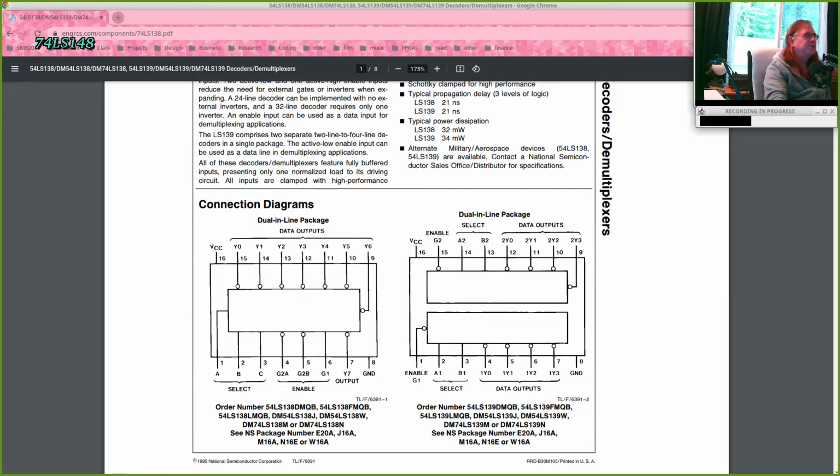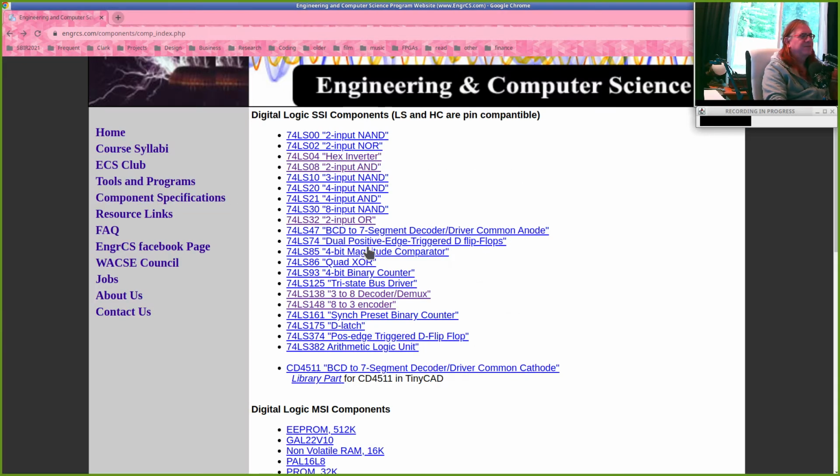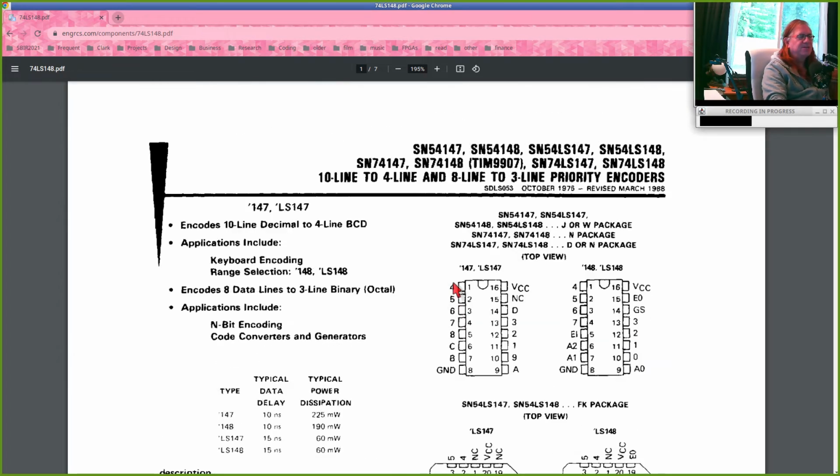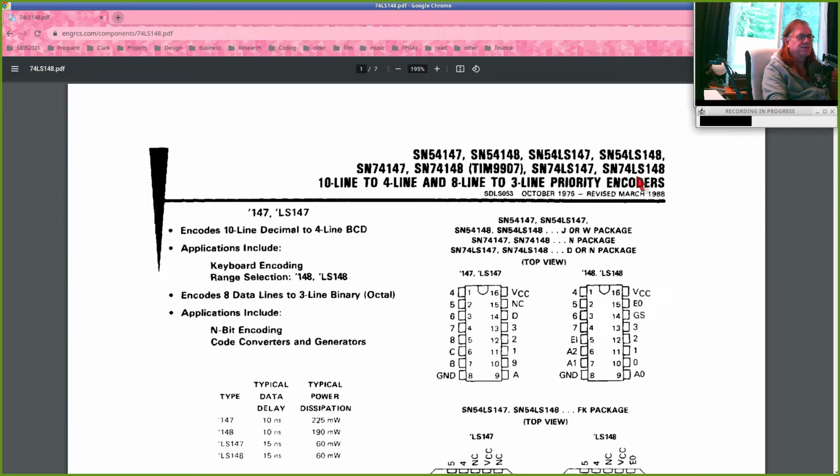So let me show you one other complex device. This is a 74148, and this is an 8 to 3 encoder. So the other one was a decoder. This is an encoder. It's kind of like a mux, but it's actually called a priority encoder. And a priority encoder does something slightly different from what we've been seeing.